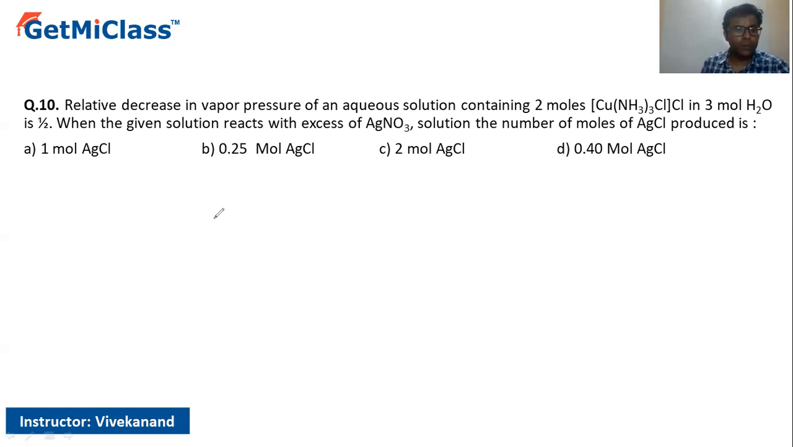Option A is 1 mole of AgCl, B is 0.25 moles of AgCl, C is 2 moles of AgCl, and D is 0.40 mole of AgCl. All right, now in this particular consideration, let's take into account the concept of mole fractions.